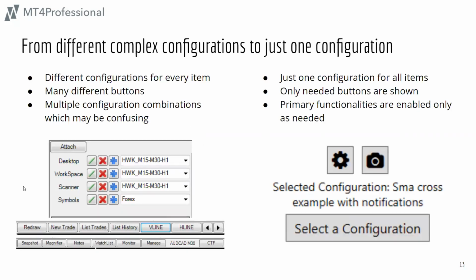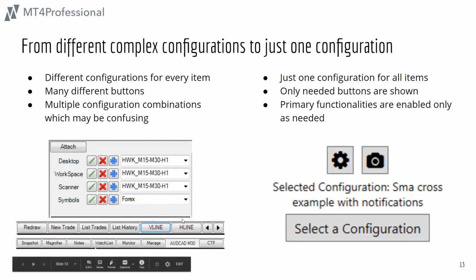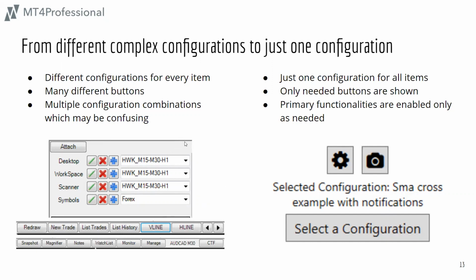We went from different configurations, where before we had desktops and workspaces and scanners and symbol lists. Each one of these was separately configured, and you had to click on different buttons to either get rid of or manage them or to pull them up together. Multiple configuration combinations could have been kind of confusing. Which one of the buttons to magnify or to set up lists, these were a little complicated.